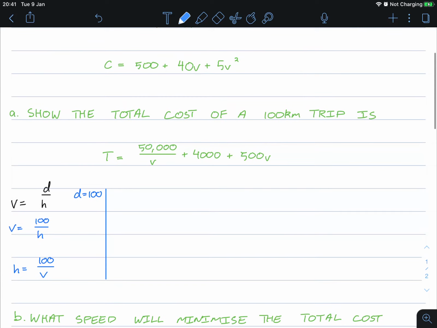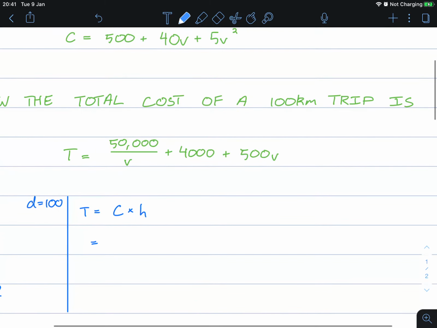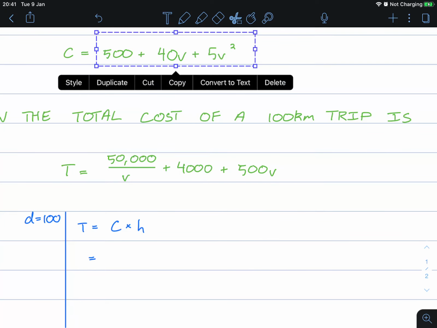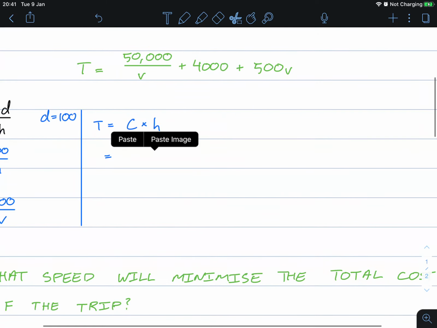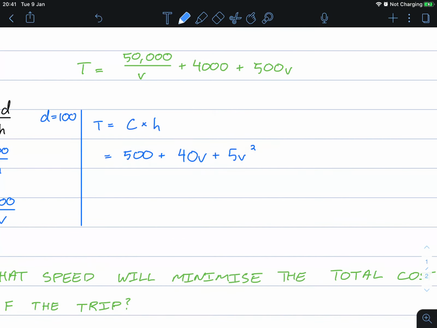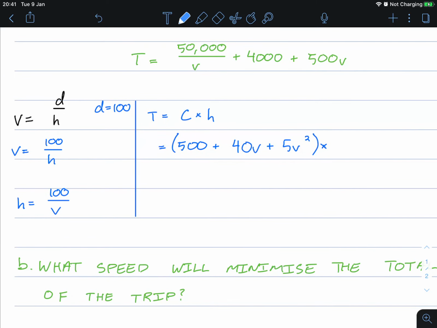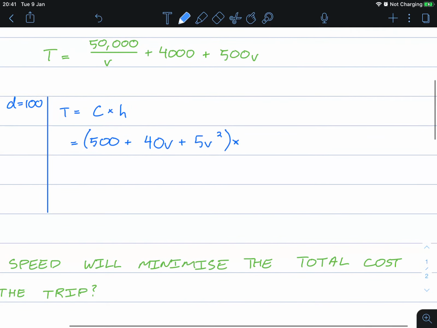Substituting this now, the total cost is equal to the cost times H, in which case the cost is this expression here. Let's make this into blue. And all of this is going to be multiplied by the number of hours run. So hours is given as that expression there. So it's 100 divided by V.